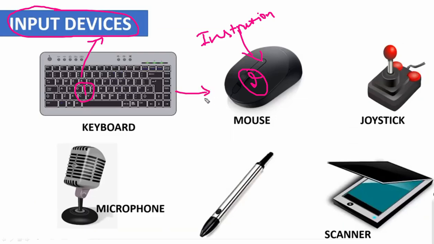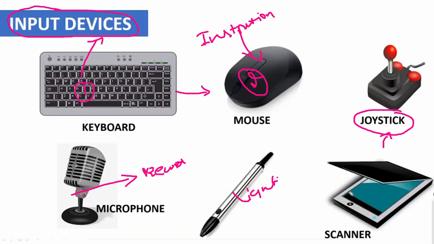Apart from these two devices, another input device of a computer is the joystick. We use a joystick to play games on a computer. The microphone is also an input device of the computer. Using a microphone, we can record audio on computers. Then the light pen is also an input device. By using the light pen, we can write on smart boards.